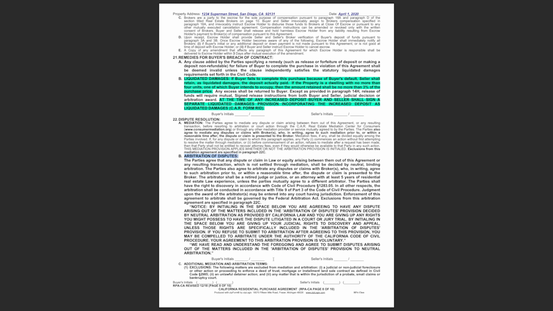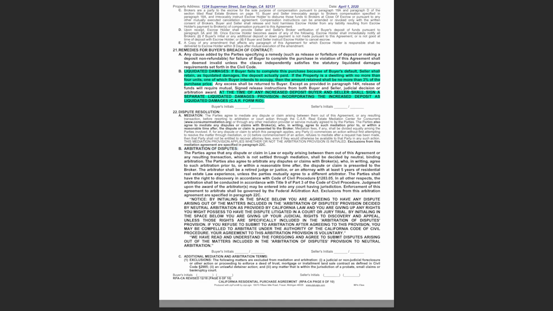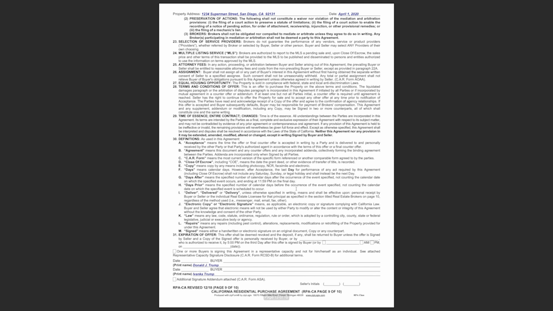The next section, we're talking about selection of service providers. It's not up to just the seller to select services. You're not really supposed to write seller to select services in most multiple listing services. It's supposed to be a negotiation between the buyer and the seller contractually. So whatever you guys agree upon in this purchase agreement is who the service providers are going to be.